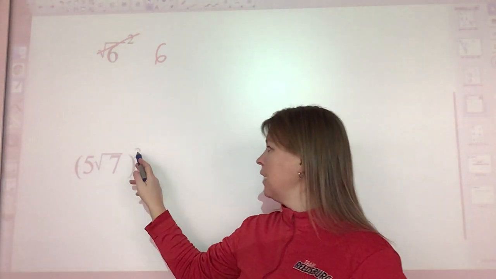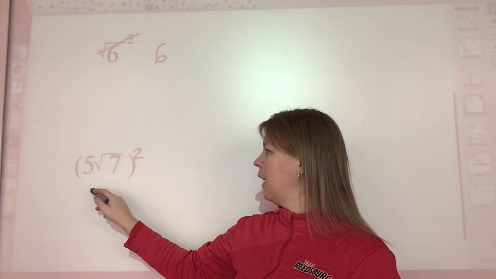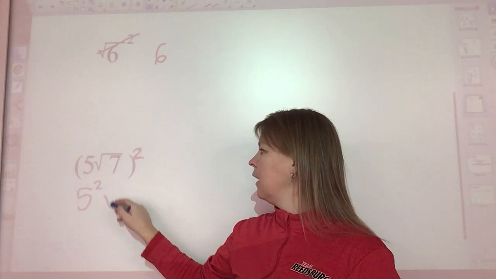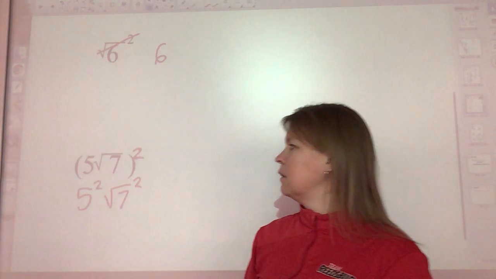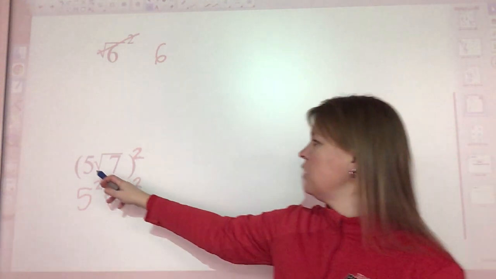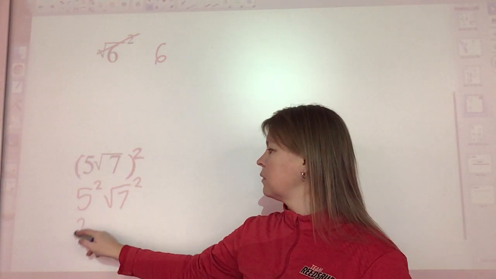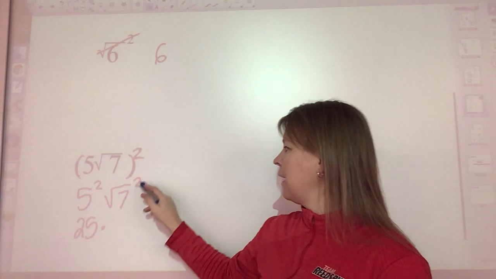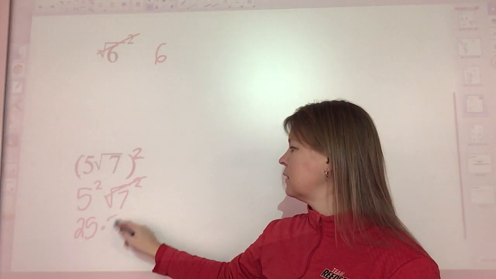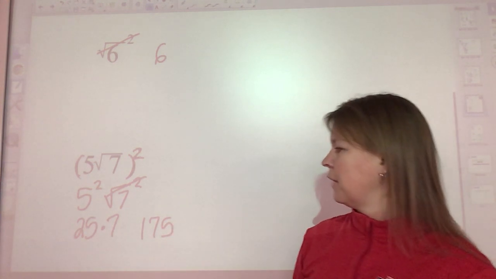You have to make sure that that exponent gets applied to the 5 and to the square root of 7. They each need to be squared because the parentheses tells you that. 5 squared is 25 times the square root of 7 squared is 7, and 25 times 7 is 175.